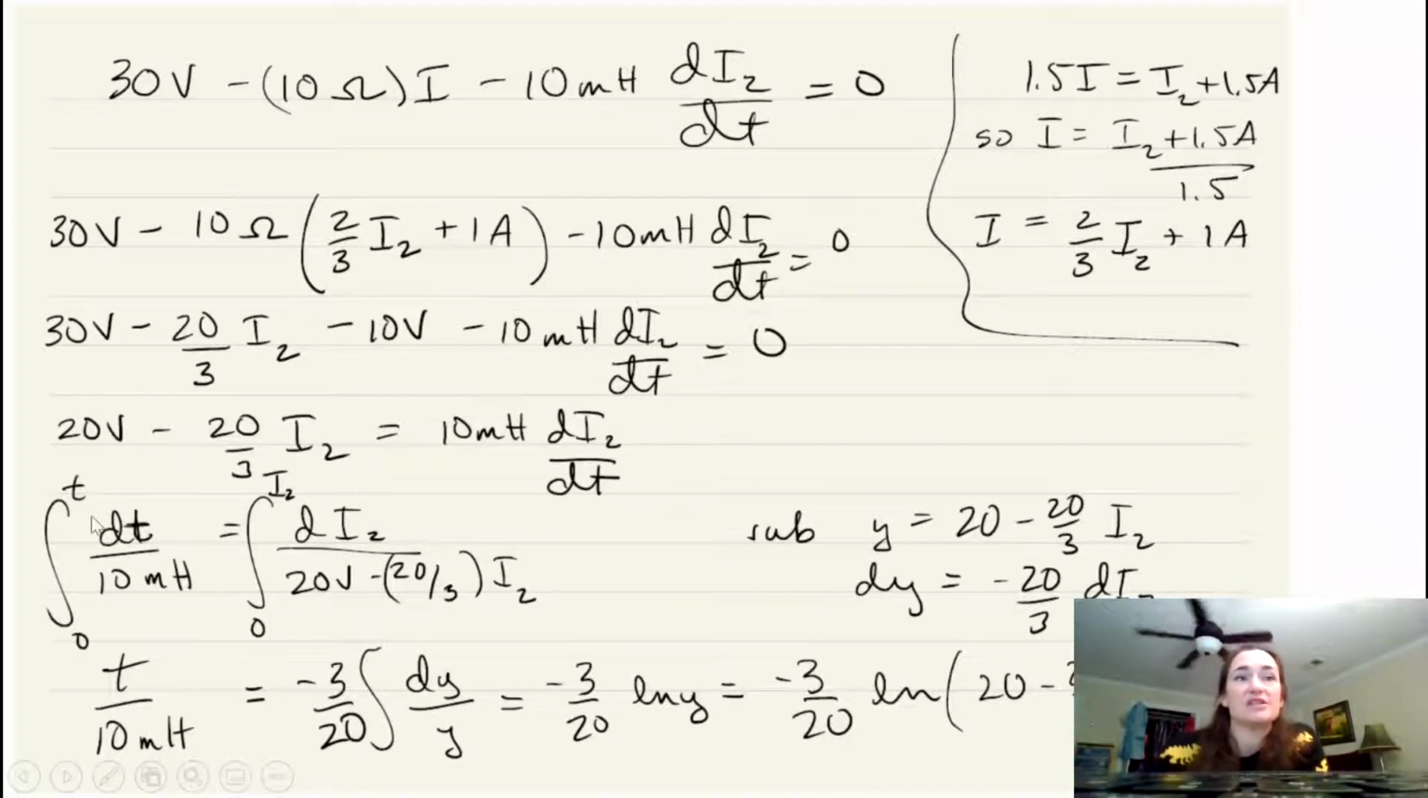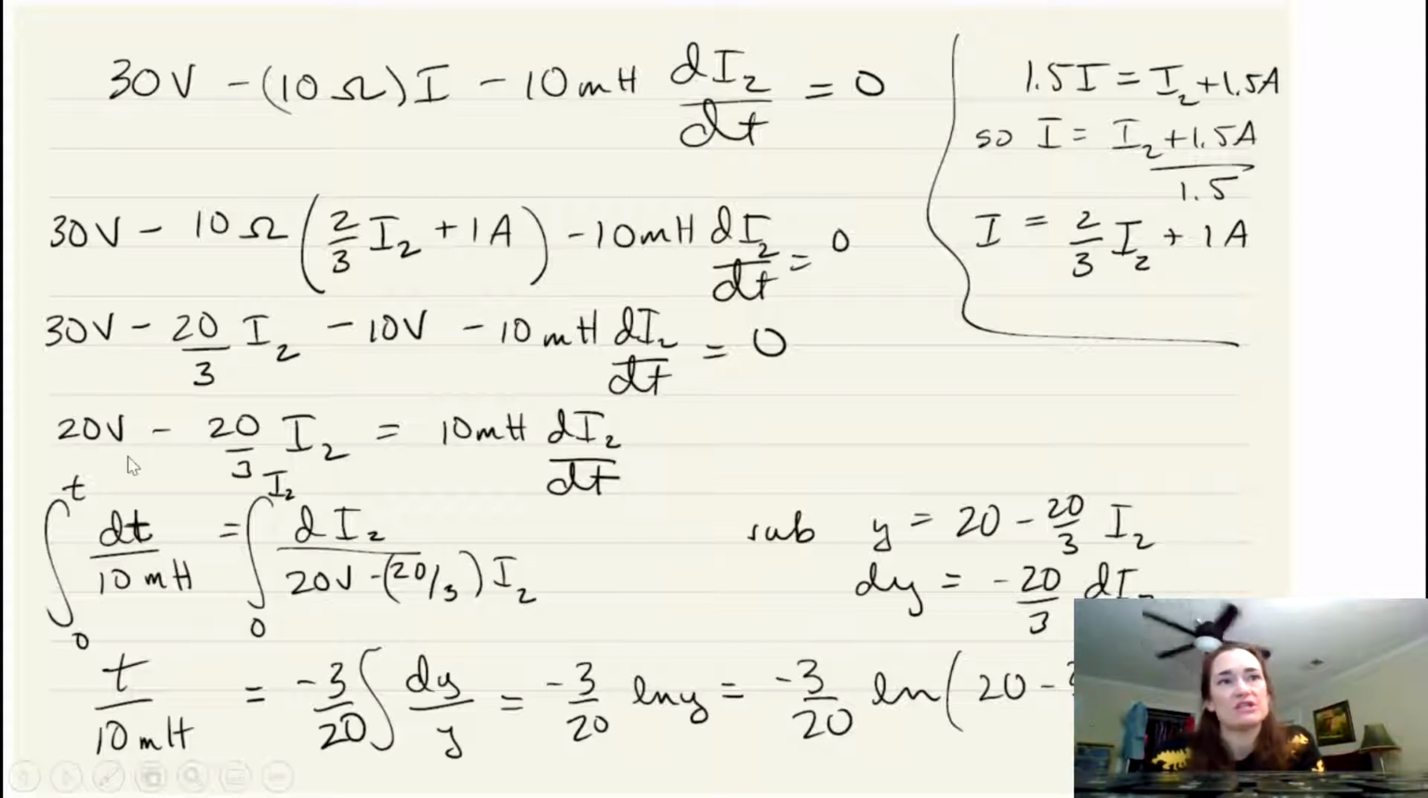And all I have to do is integrate both sides. When I integrate my left-hand side, it's a pretty simple solution. I'm just integrating dt. The 10 millihenries is a constant. If you think about it, what's happening here is I'm closing the switch at t equal to 0, and I want to solve for some random time t, so I have a general equation. So I'm going to integrate from 0 to t.